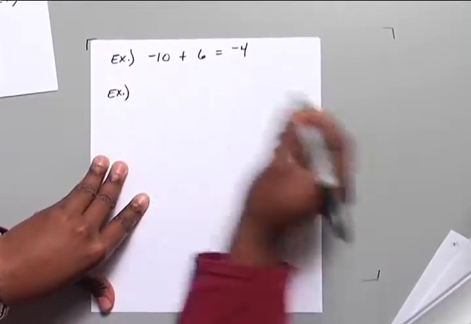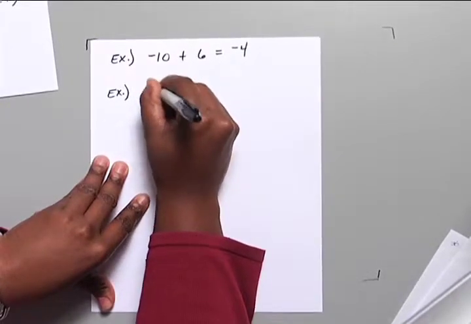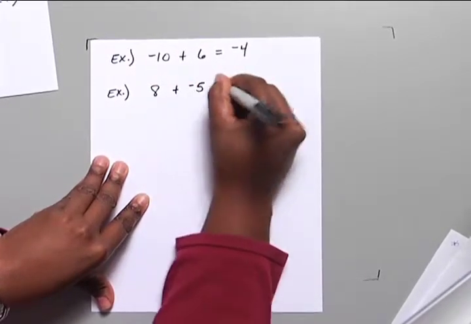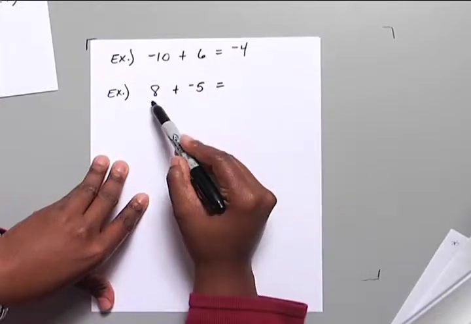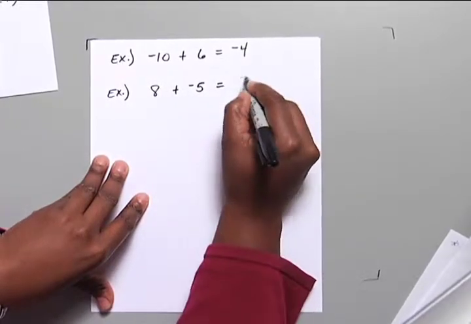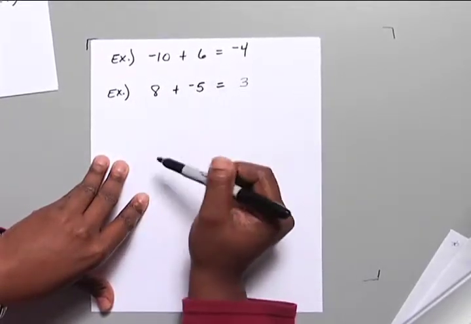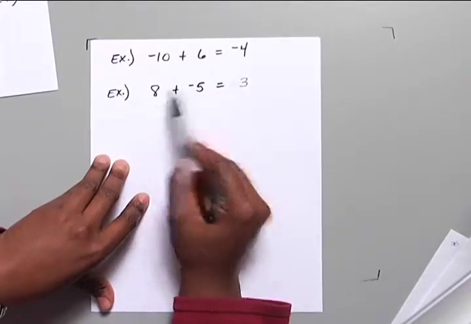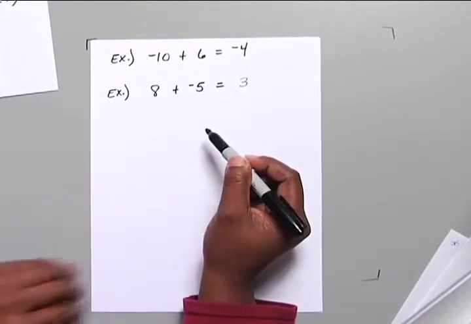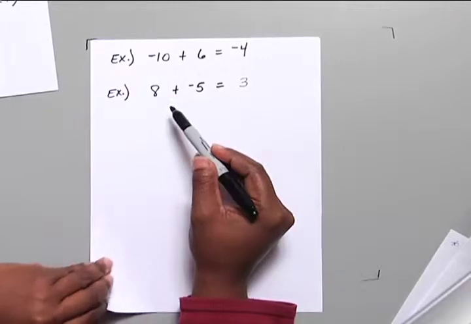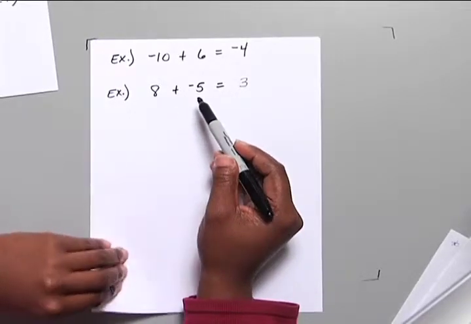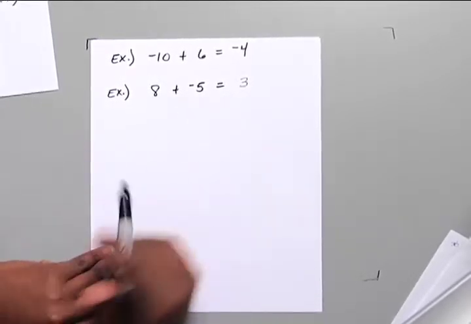Another example of that would be 8 plus a -5. So here, again, we're going to subtract. 8 minus 5 is 3. And then the sign of the higher number is positive, which is the 8. So your answer would be 3. And you can think of that if you had $8 in your account and you spent 5, then you have 3 left.